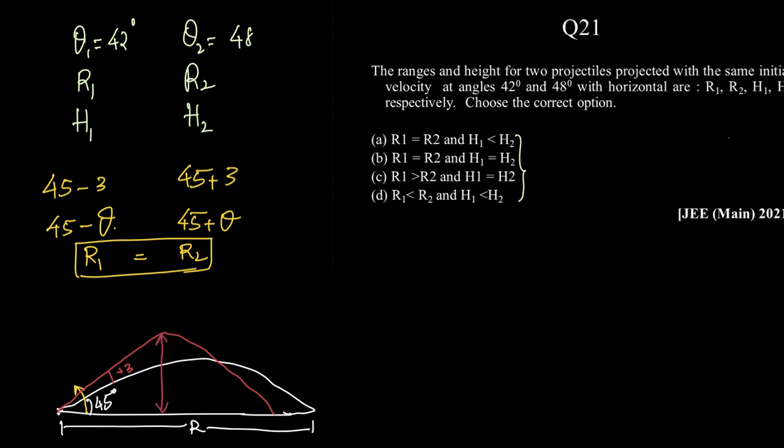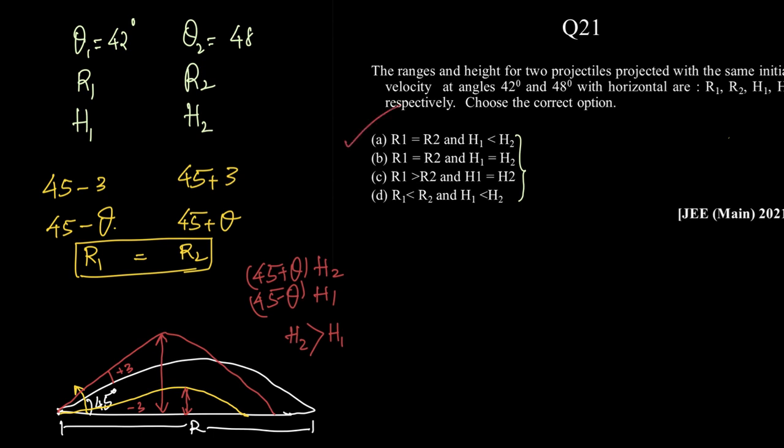Now it is launched at an even shorter angle. What should be the case? If this is a shorter angle, then it would come like this, in which case this is height 2. So at minus 3 degrees, the height is less, which simply means that with 45 plus theta degrees, height is h2, and with 45 minus theta degrees, height is h1. We can very clearly understand from the figure that h2 is greater than h1, which means the correct option is option A.